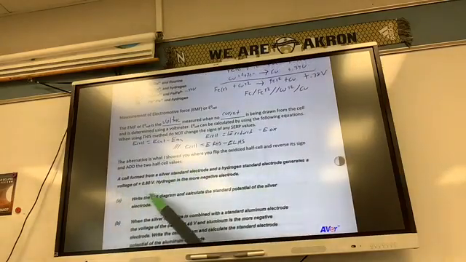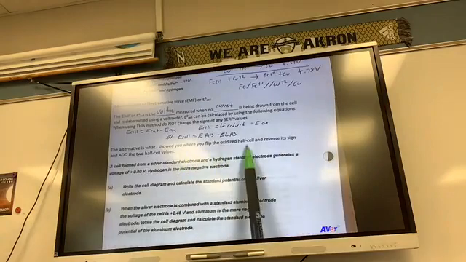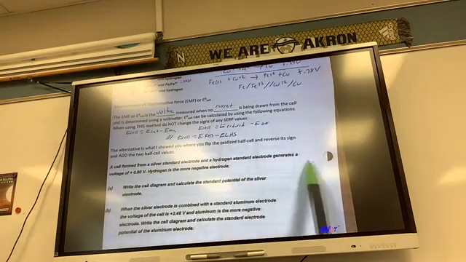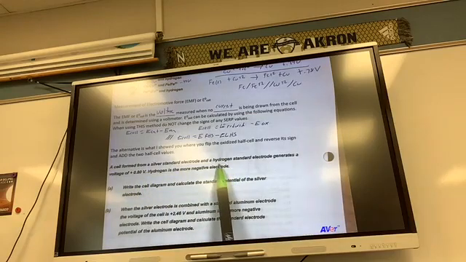The alternative is what I showed you up here, where you flip the oxidized half cell, reverse the sign, and add the two up together. So a cell formed from a silver standard electrode and a hydrogen standard electrode generates a voltage of 0.80 volts. Hydrogen is the more negative electrode. Write the cell diagram and calculate the standard potential of the silver electrode. So this one is one of those weird ones.